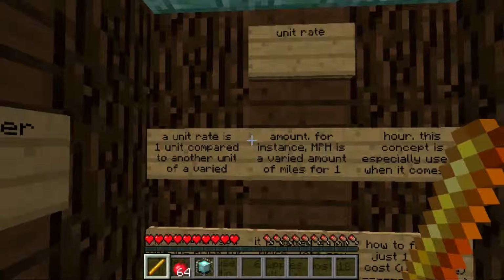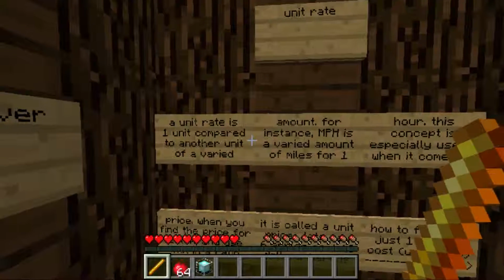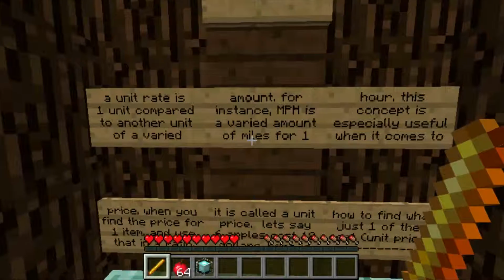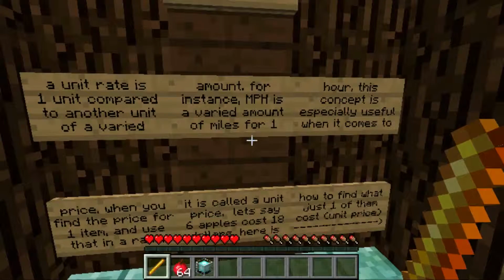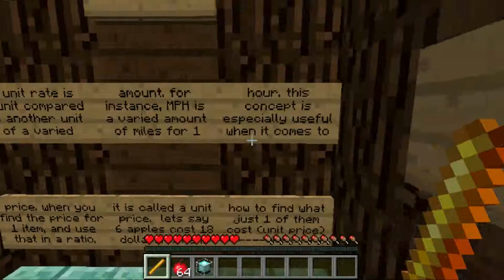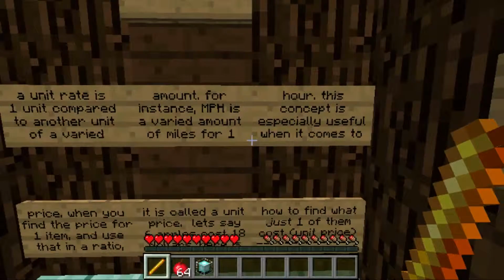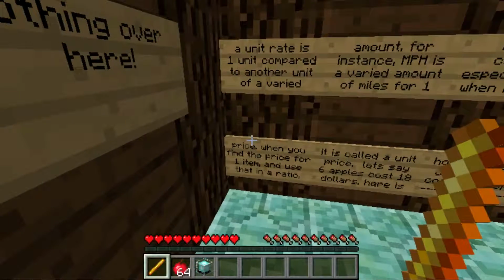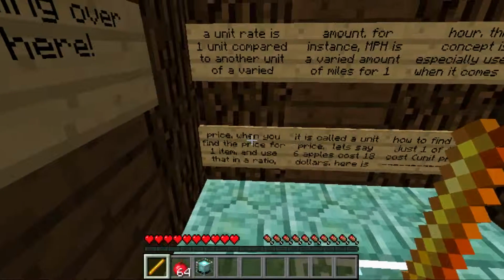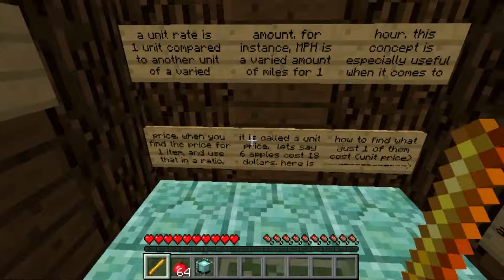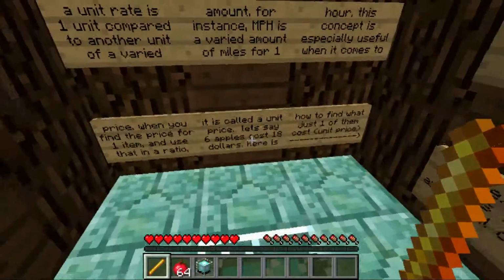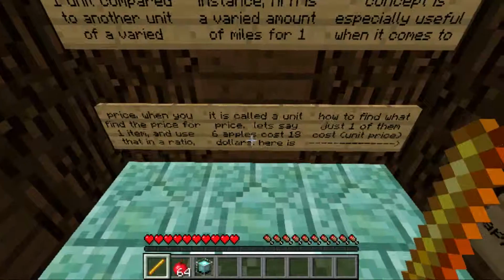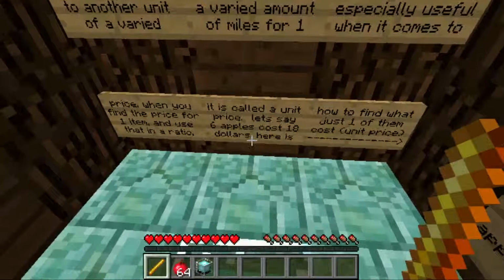A unit rate is one unit compared to another unit of a varied amount. For instance, miles per hour is a varied amount of miles for 1 hour, for every hour. This concept is especially useful when it comes to price. When you want to find the price for one item, and you use that in a ratio, it is called a unit price. Let's say that you find out that 6 apples in some random store cost $18.